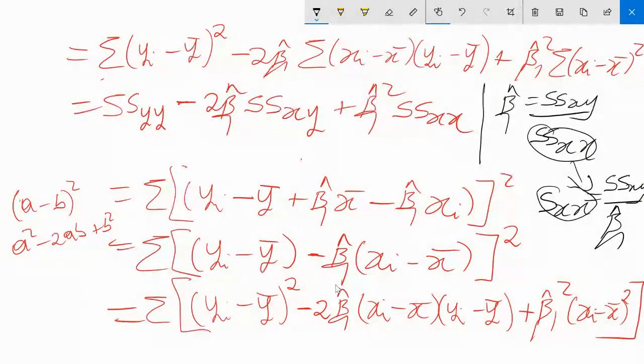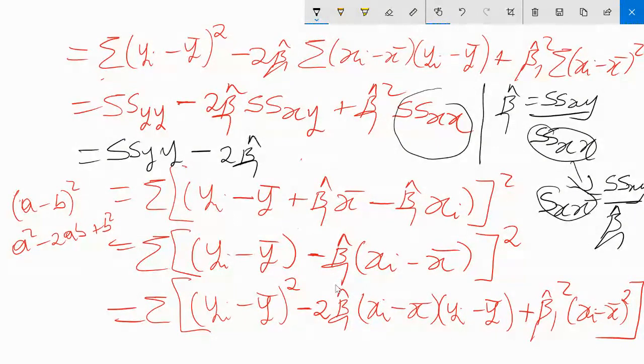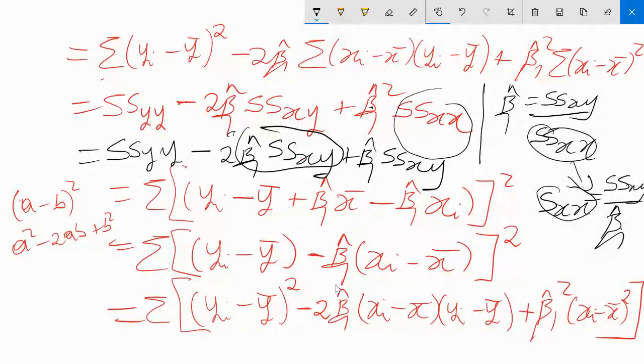So I'm taking this and substituting it here. So I'm going to have SSYY minus 2 beta 1 hat SSXY, plus beta 1 hat squared times SSXY over beta 1 hat. I'm replacing this by this. As you can see, there's a beta in the denominator, so this beta will cancel one because there are two here. So we'll be left with one beta 1 hat SSXY. So now we have two of this term and one, and because of the negative, we're going to lose one. Is it clear?